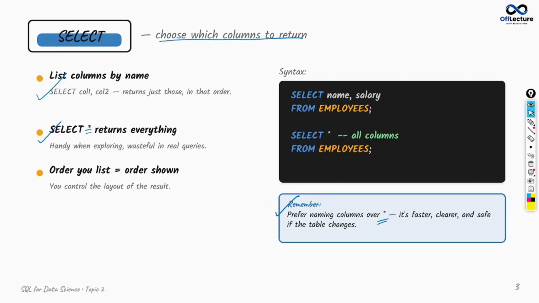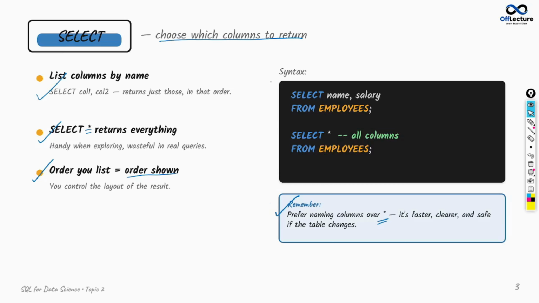It's faster because the processing will be faster, clearer, and won't break if someone adds a new column to the table later. Let's suppose from the data engineering side, someone adds a new column in your table. This won't affect your query if you use the names of the columns. Also, the order in which you list the column names will be the order in which they are shown in your output. So you can control the layout of your result.